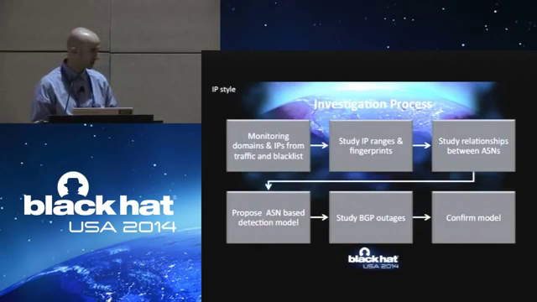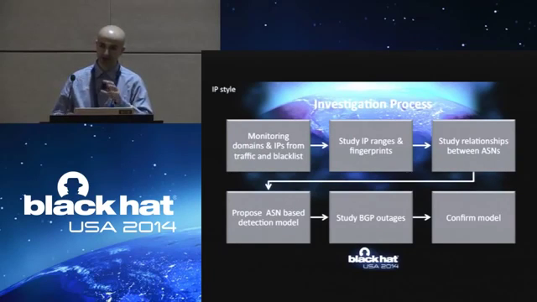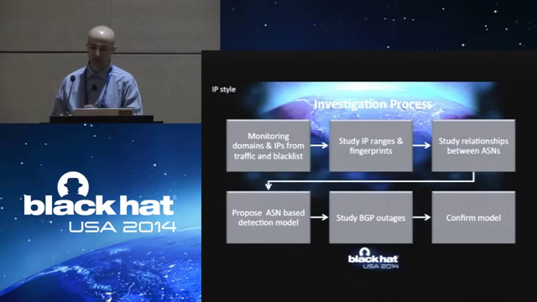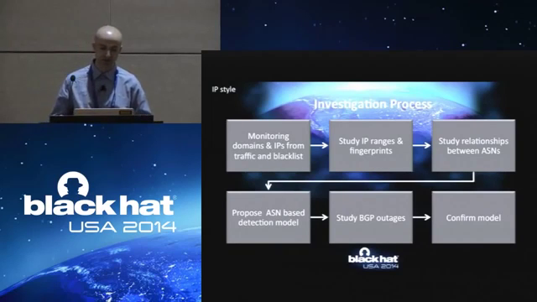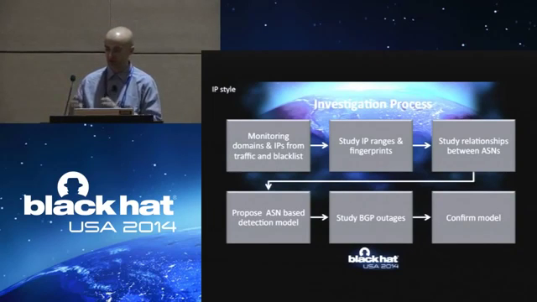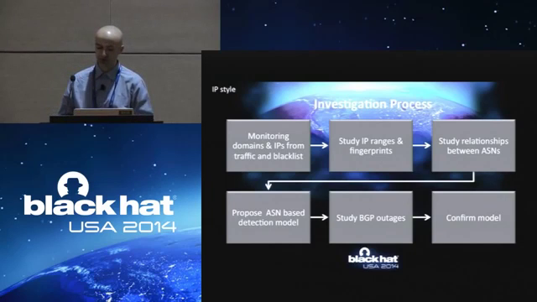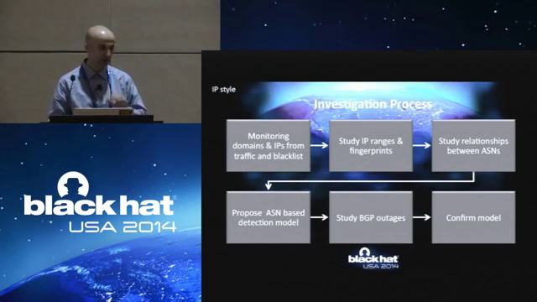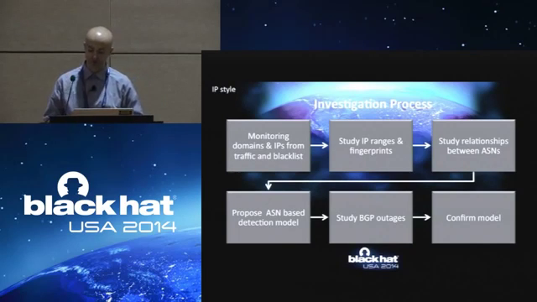The investigation process is monitoring domains and IPs. That's our starting point. Then we look at the IP ranges and fingerprint them, just to see how related they are. And then we also study the relationships between the ASNs from a graph topology perspective. With that, we are able to propose a detection model based on the ASN view. And then we will introduce a novel approach to relate ASNs together by just looking at the BGP announcement outages, and bulk them together.